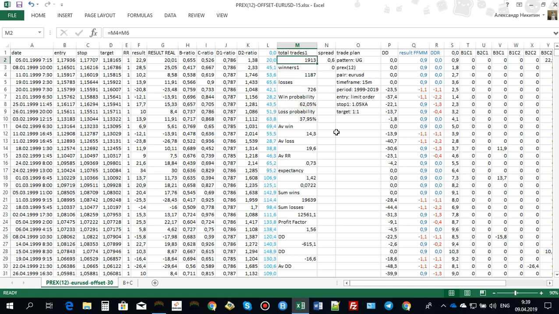Okay, the total number of trades I found is 1,913. An enormous number of trades on one time frame, one pair, only one time frame and one pair. And I also did a ratio analysis.